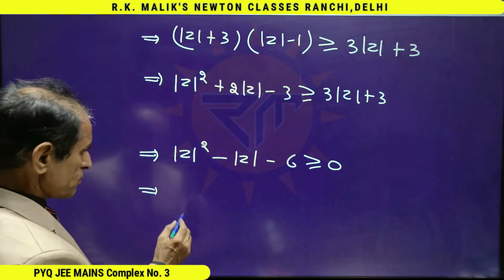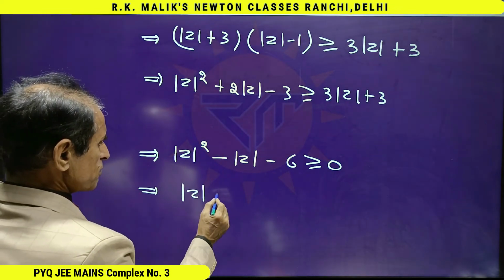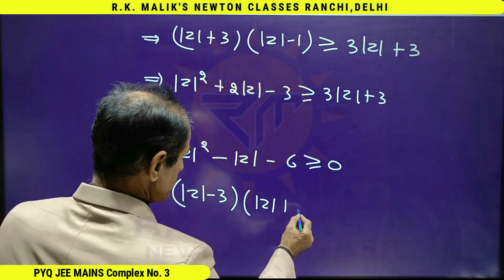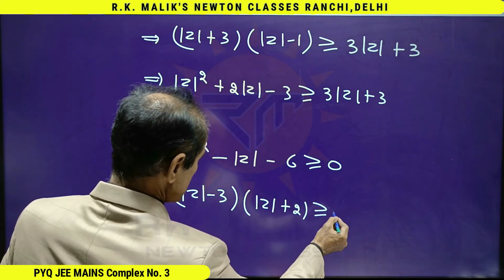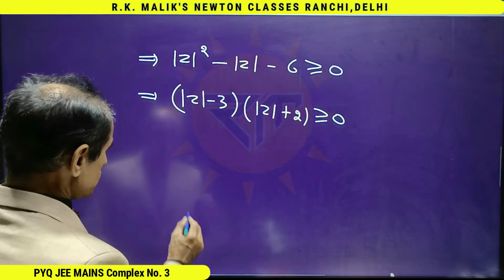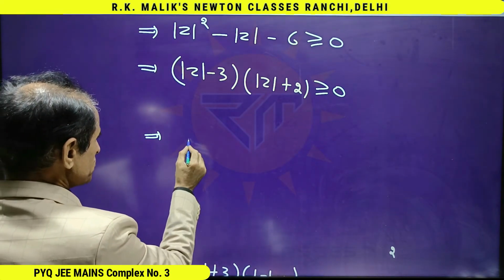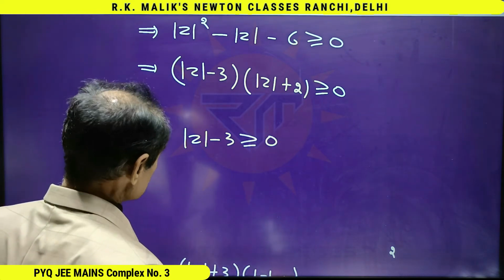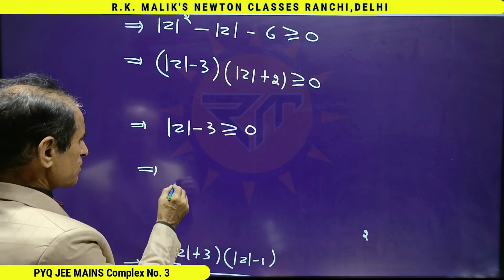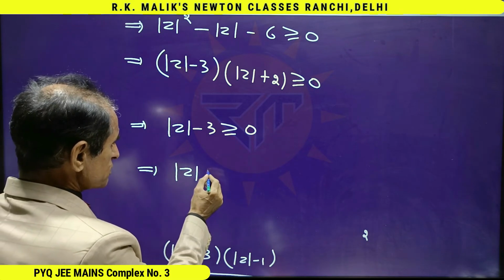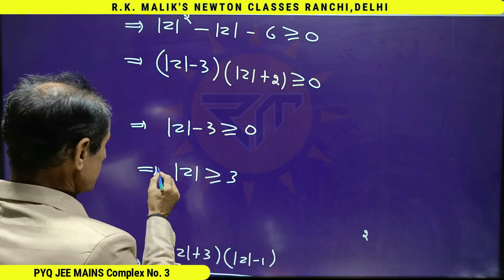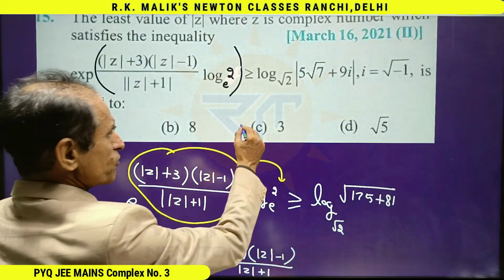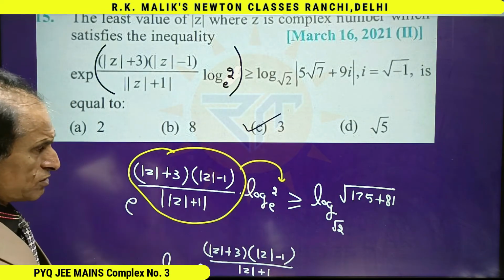This means (mod z minus 3) into (mod z plus 2) is greater than or equal to 0, which means mod z minus 3 is greater than or equal to 0, which implies that mod z is greater than or equal to 3. Hence I can say the least value of mod z is 3. Therefore C becomes the correct choice.